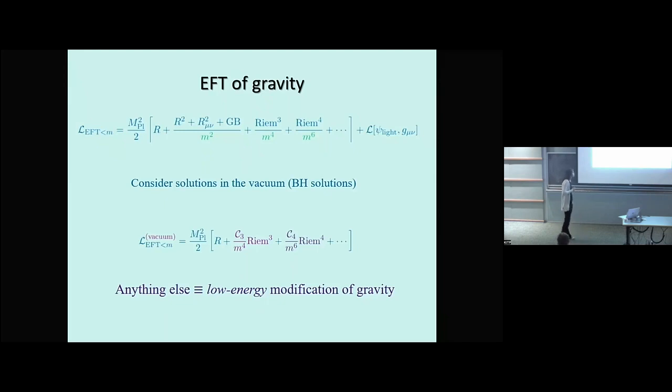So I can really start with dimension 6 operators as typically my leading correcting operators that come into my EFT, and then dimension 8, etc. And we'll consider that any corrections to that correspond to a low energy modification of gravity.